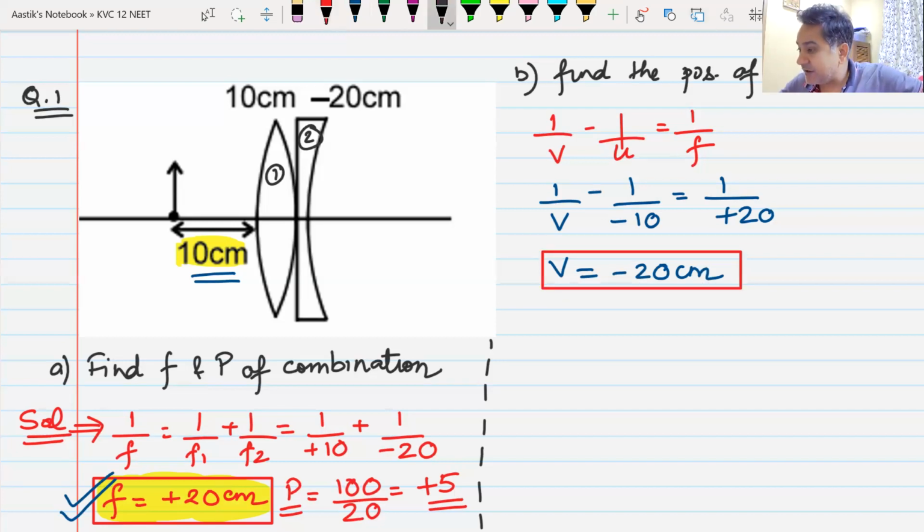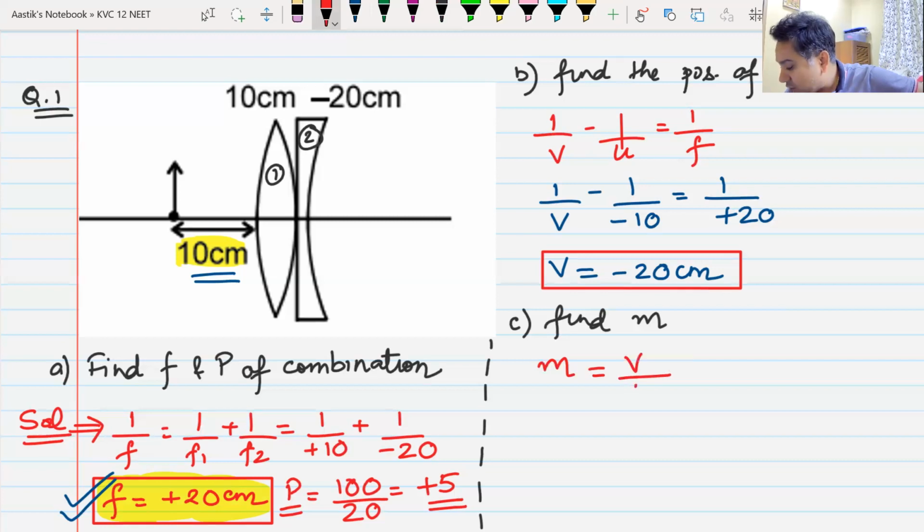Well done, everyone. Once you get the value of u, v, everything, you can also find out the value of magnification. Find the value of transverse magnification or lateral magnification. There are a number of ways in which you can do this. You can use the formula F upon F plus u, or since now you know the value of v and u, you can straight away use the formula of magnification for a lens. Remember, magnification of a lens is equal to v by u.